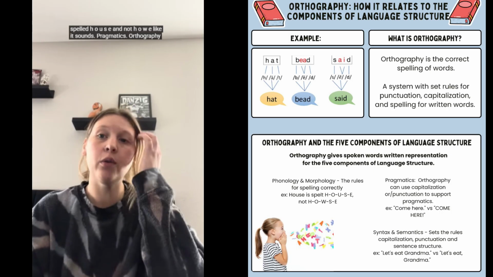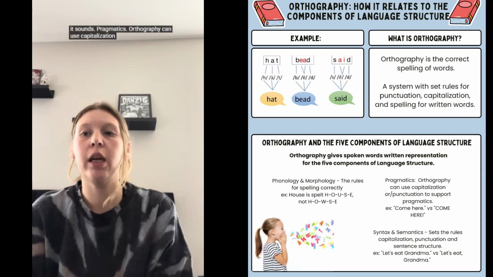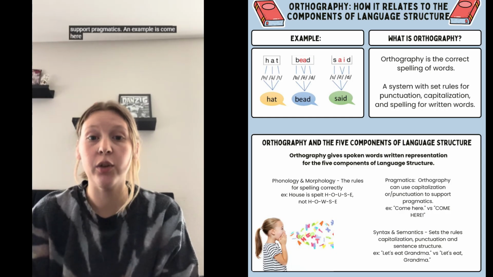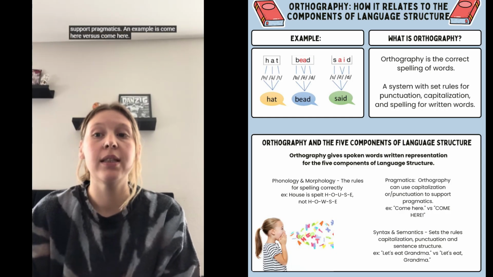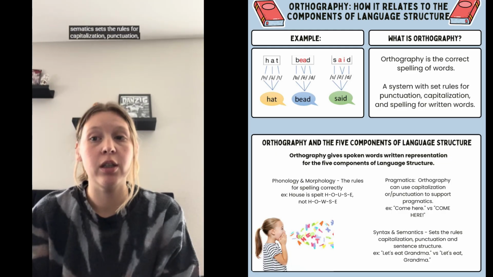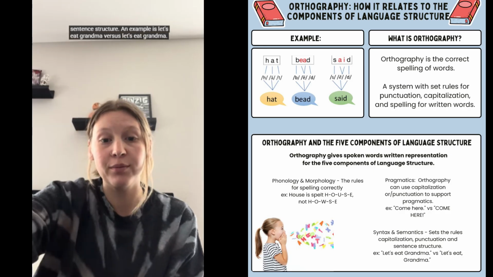Pragmatics. Orthography can use capitalization and or punctuation to support pragmatics. An example is come here versus come here! Syntax and semantics. Orthography sets the rules for capitalization, punctuation, and sentence structure. An example is let's eat grandma versus let's eat, grandma.